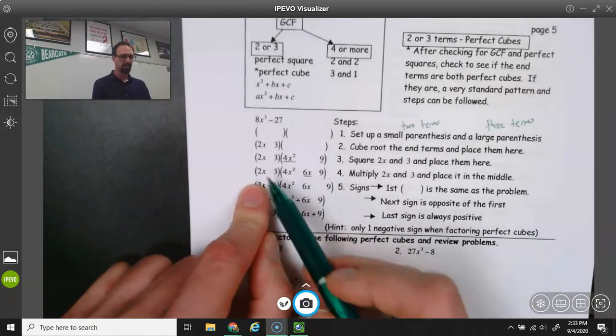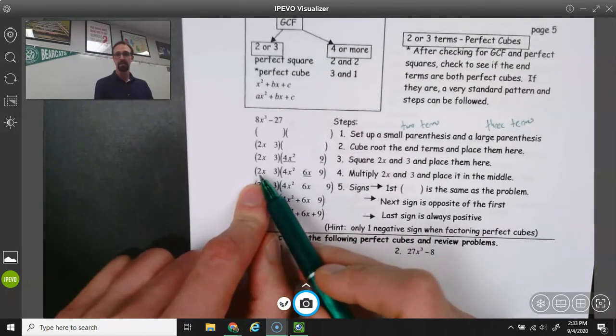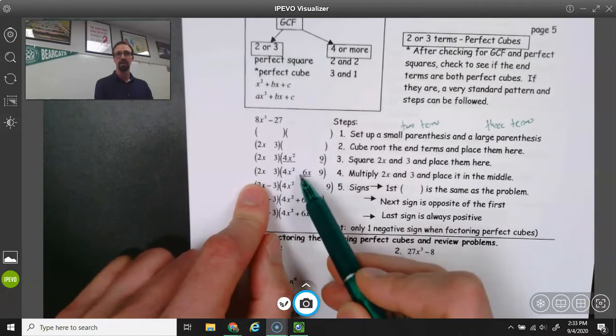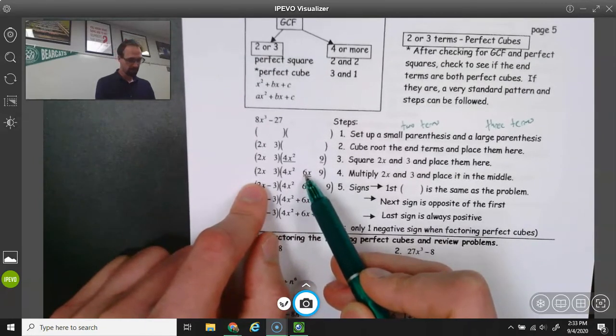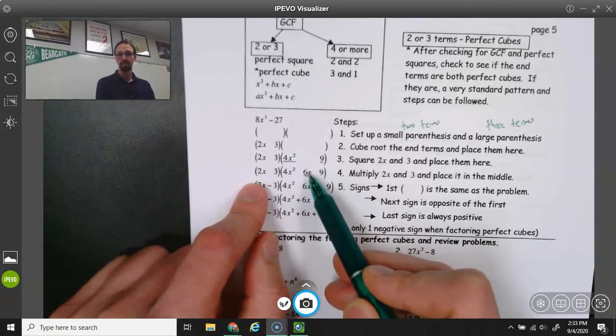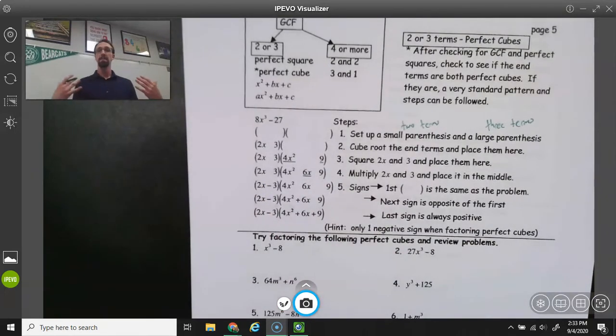Then to get your middle term, you multiply these two terms together, your first term and your second term. Multiply those together. That gives you the number for the second term of your trinomial. You now have all the numbers of your trinomial.